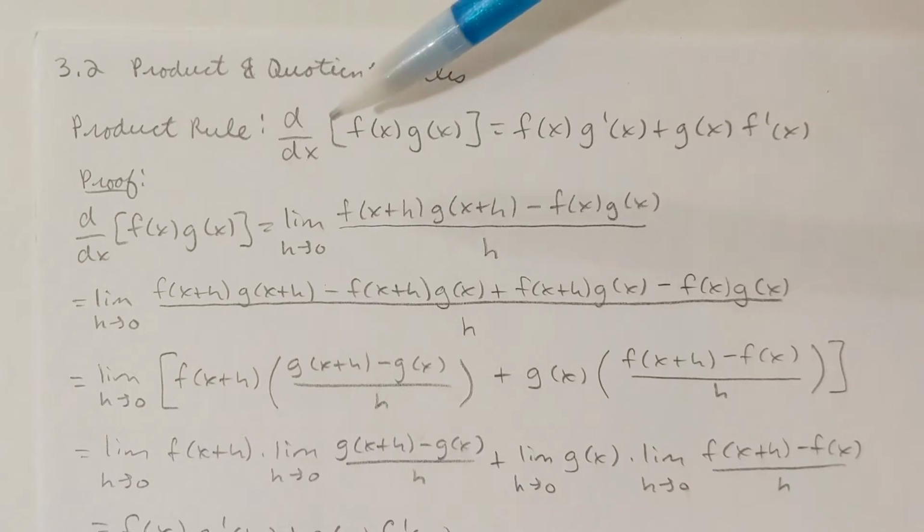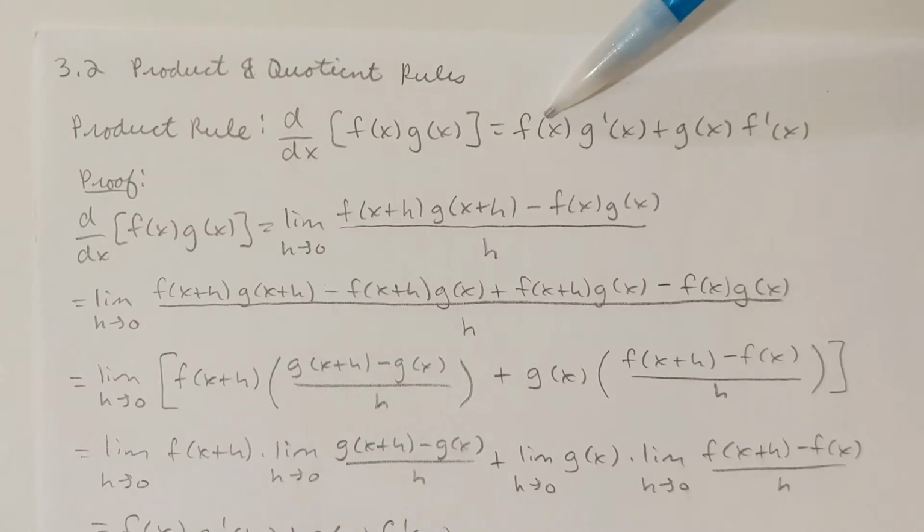Okay, the product rule says that the derivative of a product, f of x times g of x, is where you take the first times the derivative of the second plus the second times the derivative of the first. Okay, memorize that.